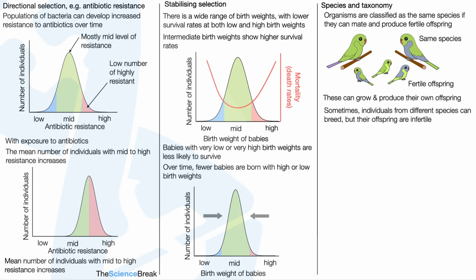However, sometimes individuals from different species can breed, but their offspring are infertile. An example is a horse and a donkey, which can produce an infertile individual called a mule.